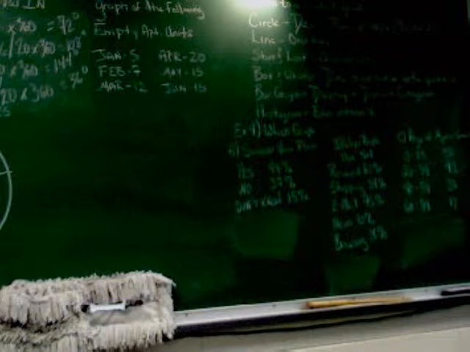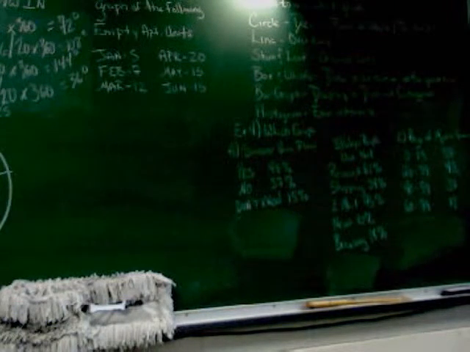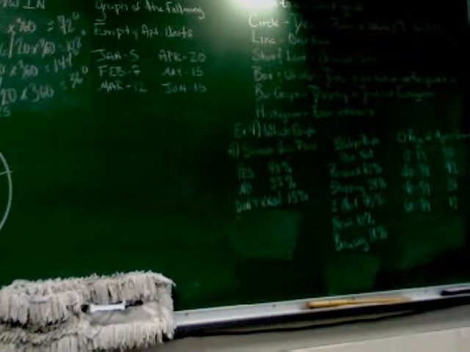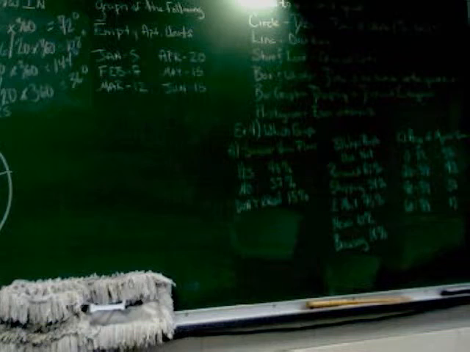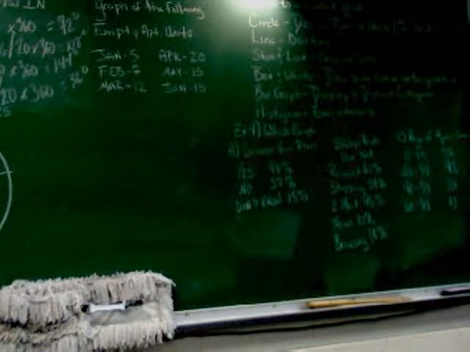Again, January the number is 5, February 7, March 12, April has 20, May has 15, June has 15.